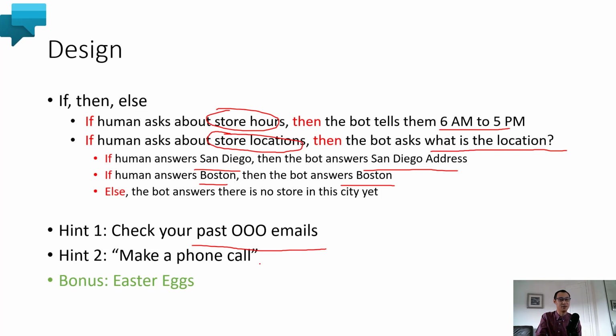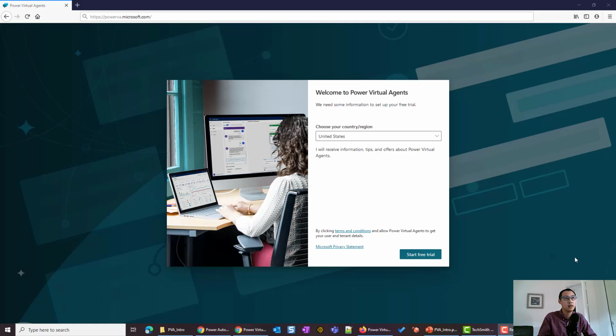And the third and the special bonus is you can also plant some Easter eggs in the bot. So when a customer types some special keywords, your bot can reply with some special messages that you left there. And this will make your bot more you.